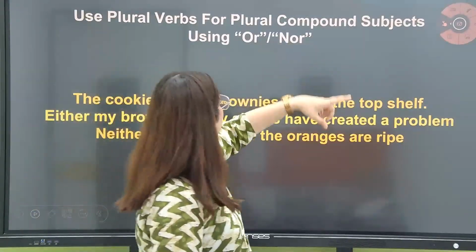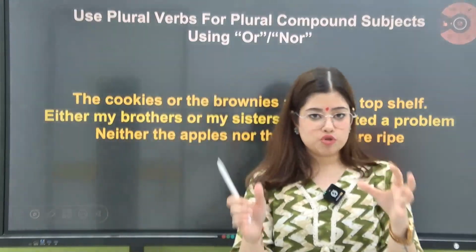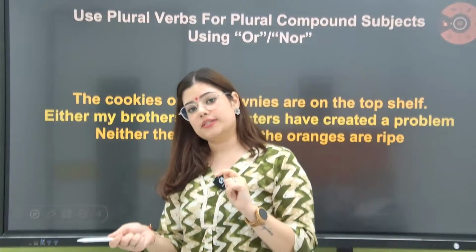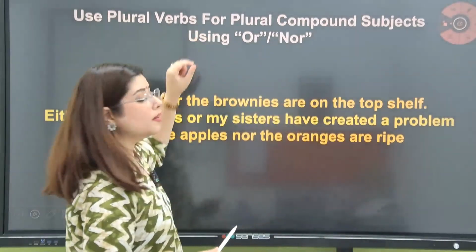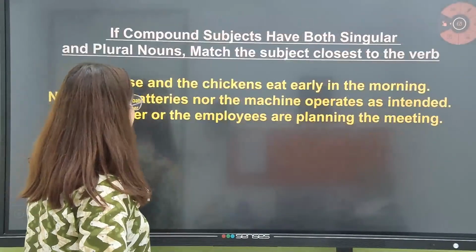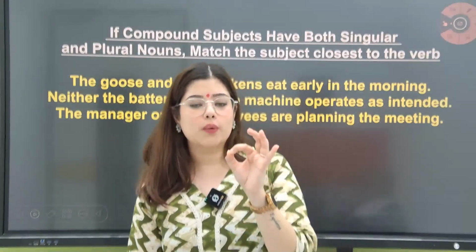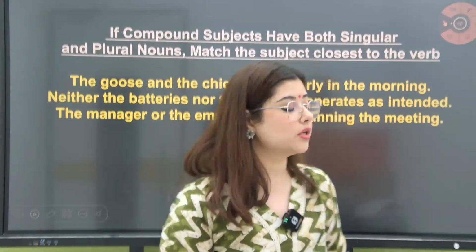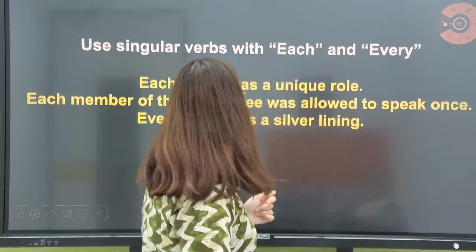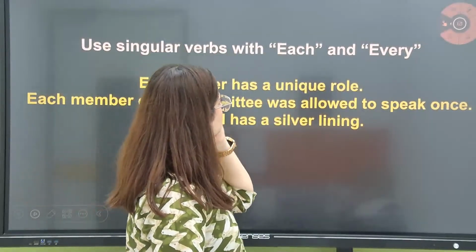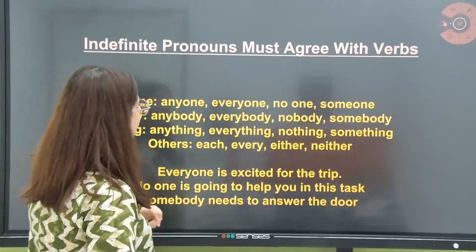Use plural verb forms for plural compound subjects using or and nor. If both the subjects are plural and they're connected by or, either or, neither nor, then we will use a plural verb form. Next, if compound subjects have both singular and plural subjects, we're going to consider the subject which is closer to the verb and then decide upon our verb form. Singular verbs are used always with each and every. So each and every take up singular verb forms.